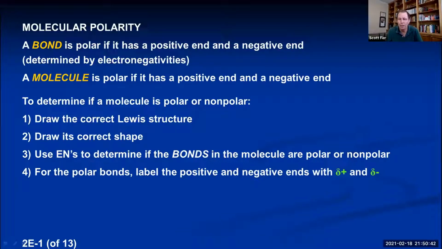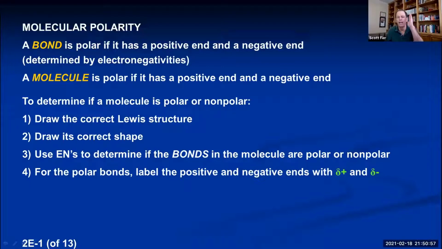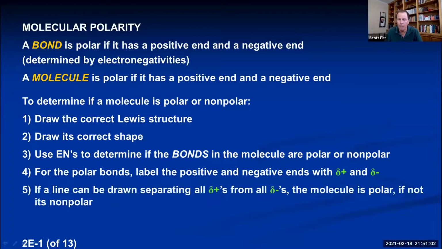Once you've done this, you're going to have a geometrically correct picture of the molecule with every atom labeled as either positive or negative in it. And then when you look at it, you have to ask yourself, are all the positives on one side of the molecule and all the negatives on the other? You'd be able to tell that if you could draw a line through the molecule that separates all the positives from all the negatives. And if you can draw that line, that means the molecule will be polar. And that's how we determine if molecules are polar. If you cannot draw a line that separates all the positives from the negatives, then the molecule must be nonpolar.